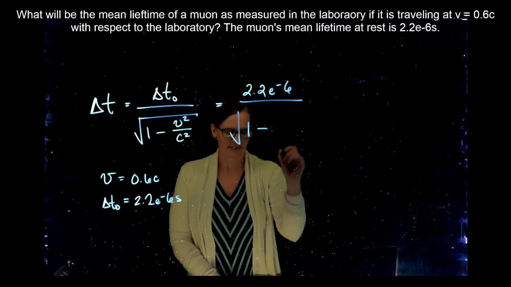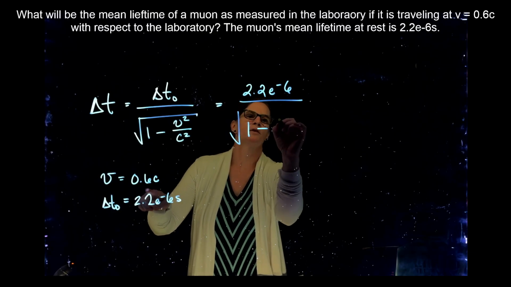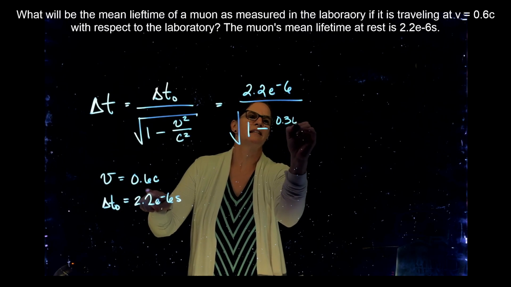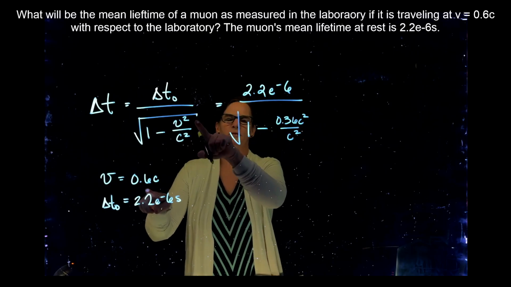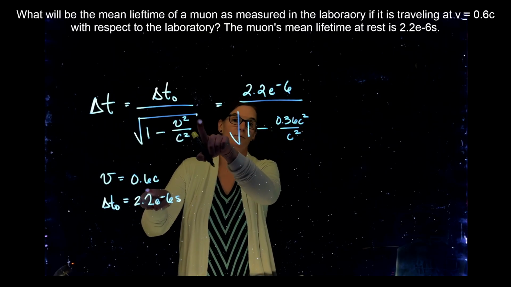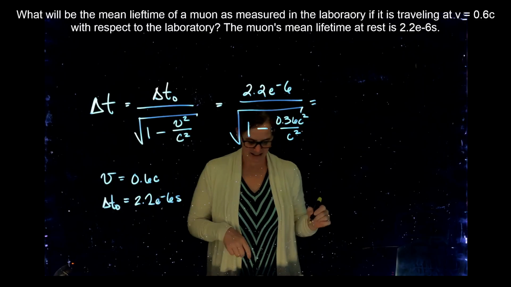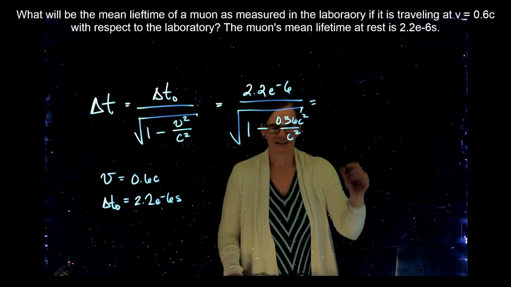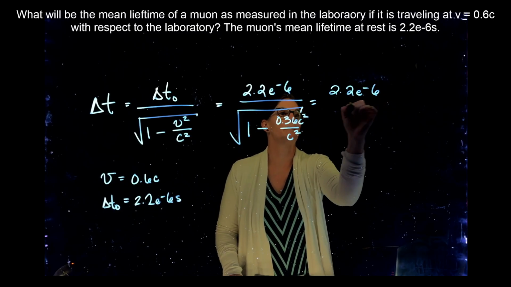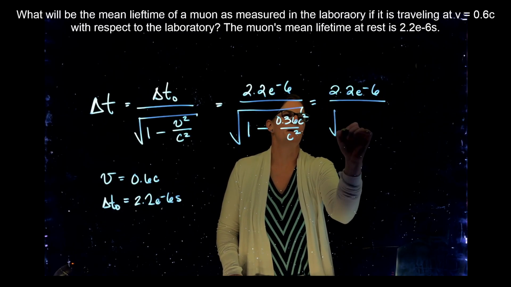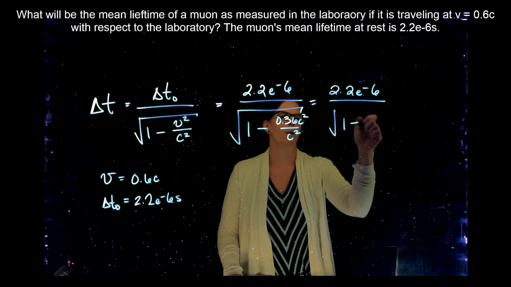the square root of 1 minus 0.6 squared, so 0.36 c squared over c squared, right? So 0.6 c quantity squared over c quantity squared. Just trying to do the math out for you. So it's a pretty short video. Divided by the square root of 1 minus, and these two c squareds go away.